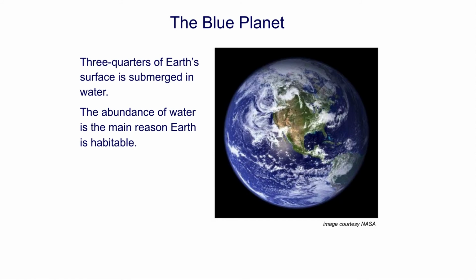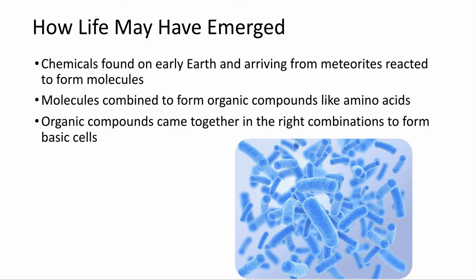3/4 of the Earth's surface is actually submerged in water, and this abundance of water is one of the main reasons why life is possible on our planet. So what about life on Earth? When did life first appear and what did it look like?